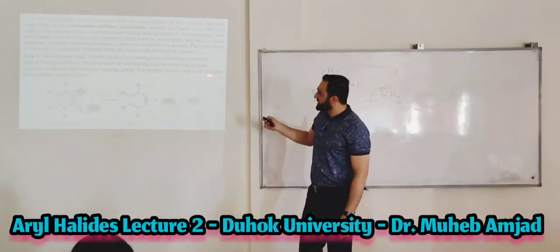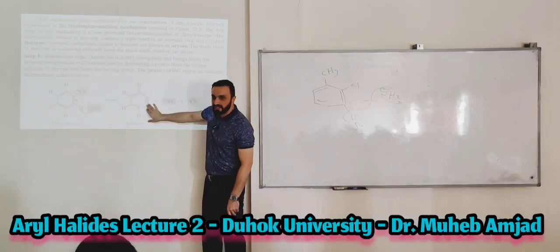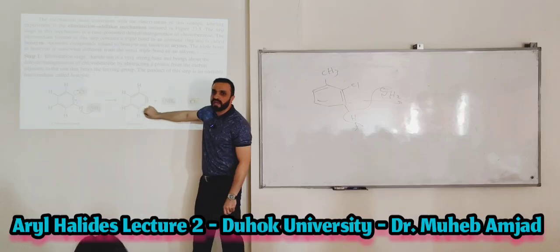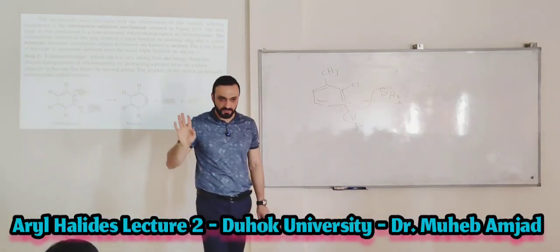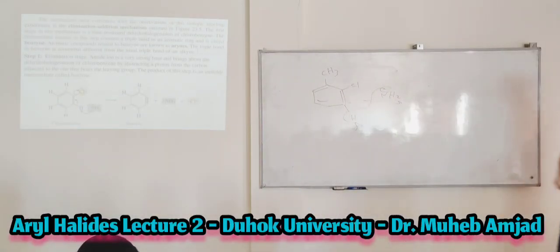The product in the first step is an unstable intermediate, the benzyne intermediate. What does unstable mean? It means a more reactive intermediate. So the benzyne is an active intermediate.